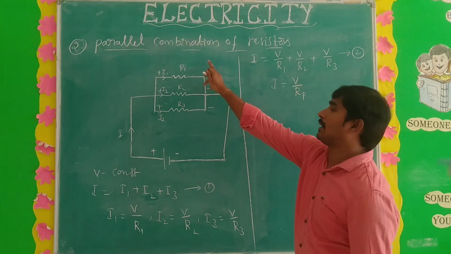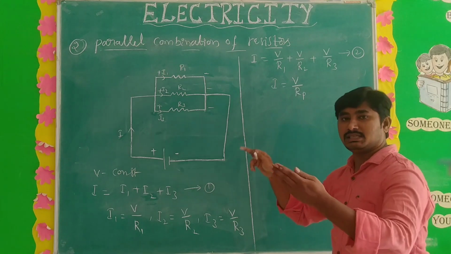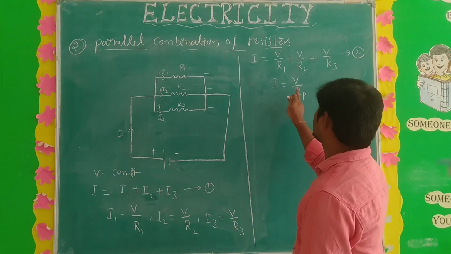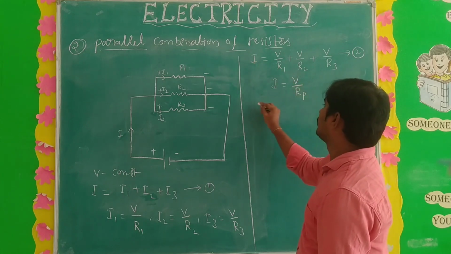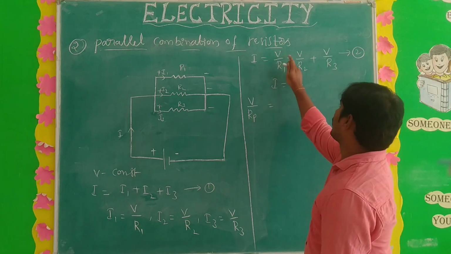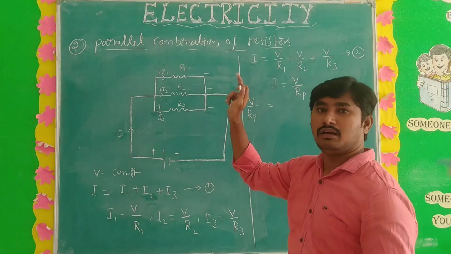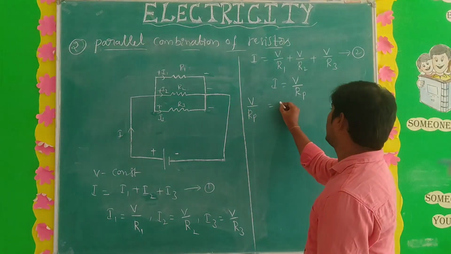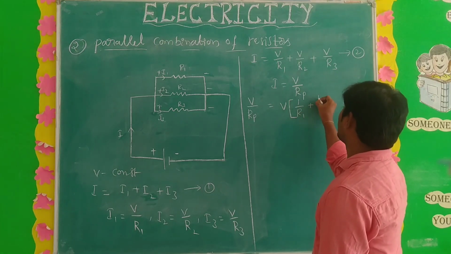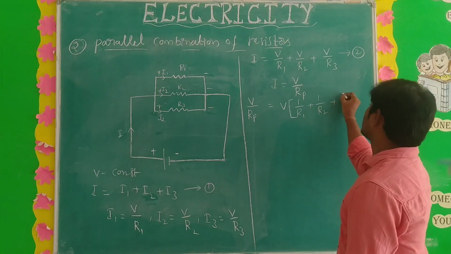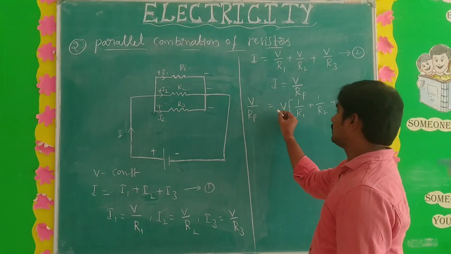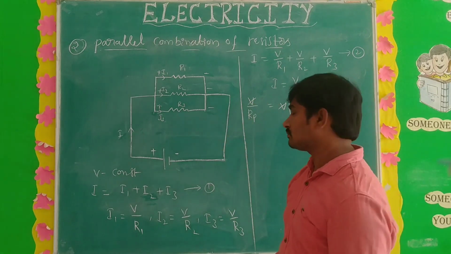Which connection is the parallel connection? That's why I have taken P. In series connection I take S. So here it is RP, and I is equal to V by RP. So V by RP is equal to, here what is common? The voltage is constant. That's why V is equal to V times 1 by R1 plus 1 by R2 plus 1 by R3. Here V is common, so V cancels.